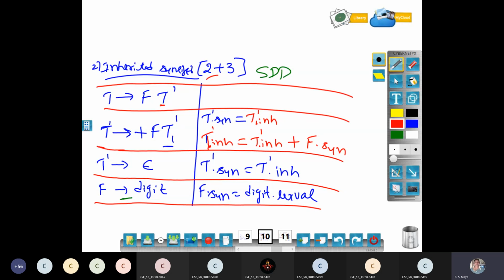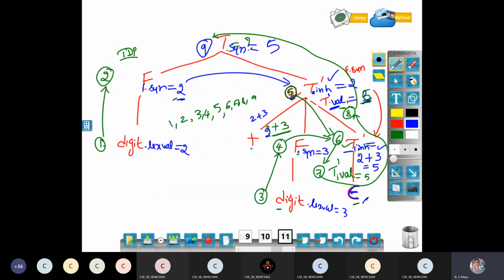Not synthesis, this is inherited. For synthesized value, the final value should be copied out. T1 dash of synthesis, the final value is below, right? Where is the 5 stored? This one. I am taking val. T dot of val should be copied from T1 dot of val.